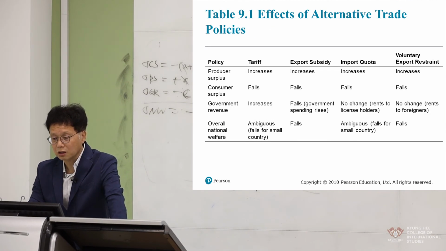Table 9.1 is a summary of protectionist policies such as tariffs, export subsidies, import quotas, and BER. Right? Okay, I'd like to stop here. Chapter 9, finished.